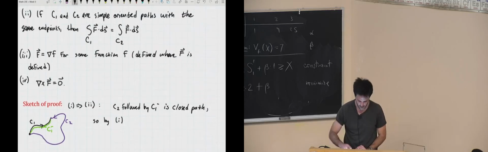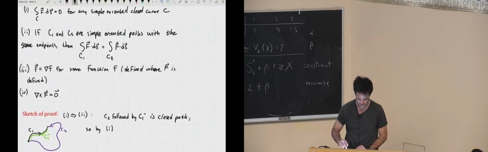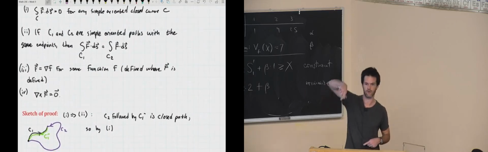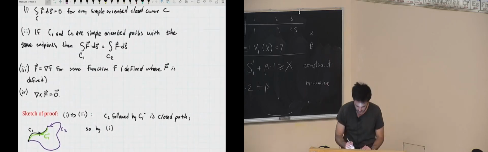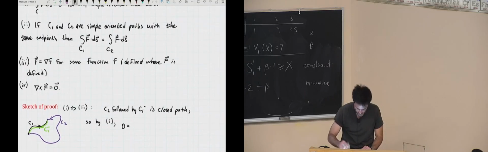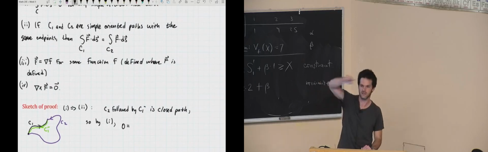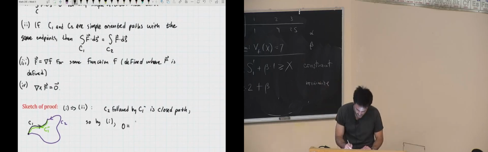So by 1, which remember was that its integral around any closed curve is 0, 0 should be the line integral of F around C2 followed by C1 in reverse, which is the integral of F around C2 plus the integral of F around C1 minus, as I called it.